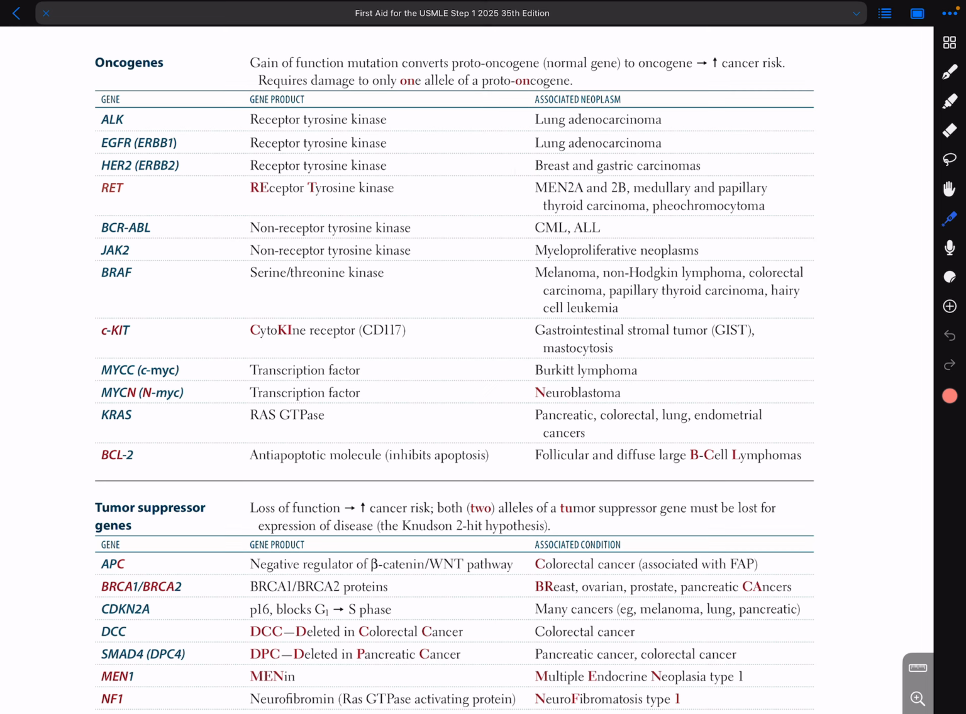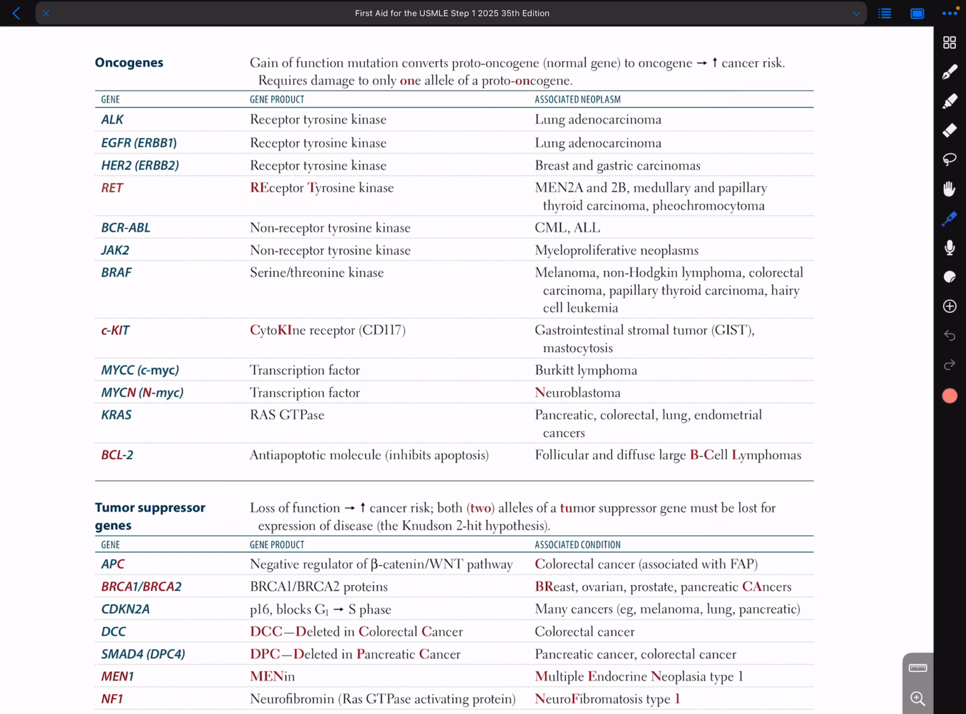Next oncogene, high yield: RET, a receptor tyrosine kinase. The associated neoplasm is MEN2A and 2B, medullary and papillary thyroid carcinoma, and pheochromocytoma.